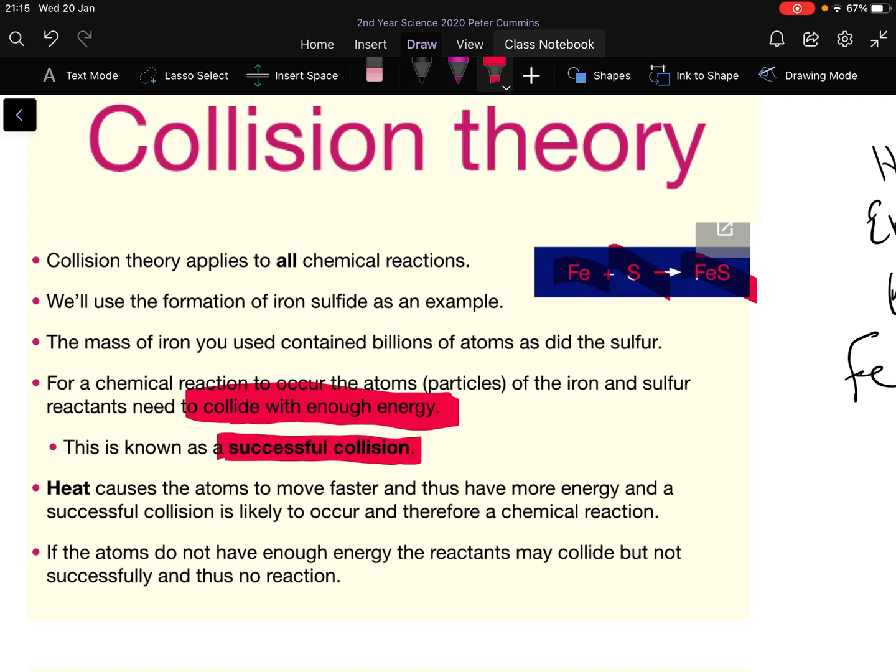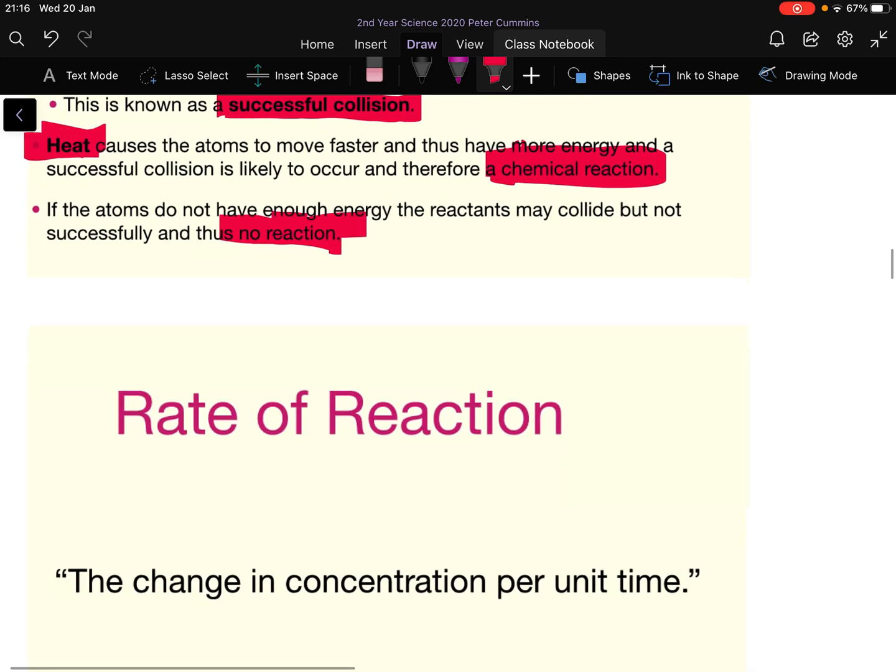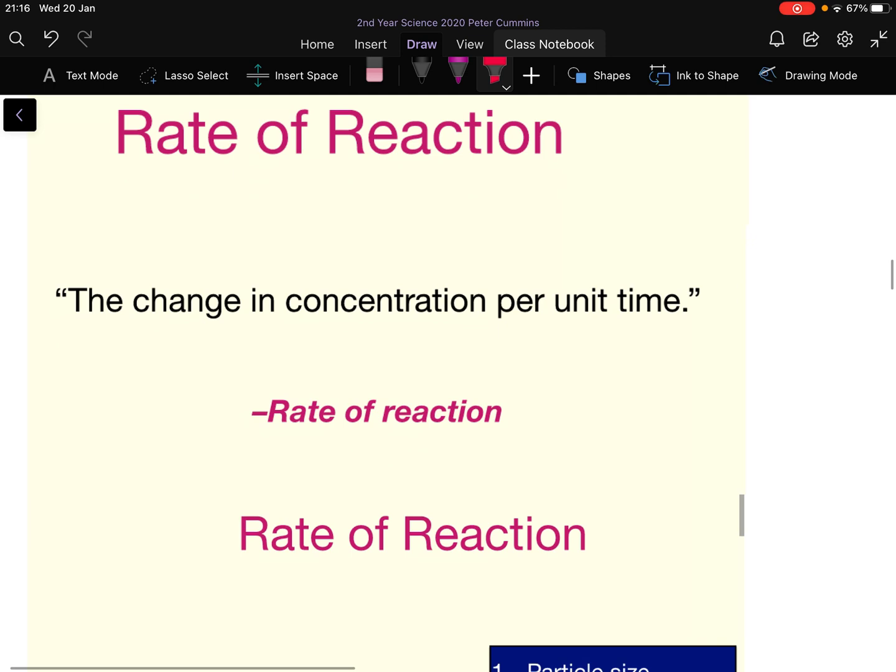So if they collide with enough energy, they'll finally move over to our iron sulfide. If they don't get enough energy or enough heat, they will stay as iron and sulfur completely separately. So as we said there, heat causes successful collisions and gets us our chemical reaction. Okay? And no reaction, not enough heat, no reaction. Hope that makes sense.